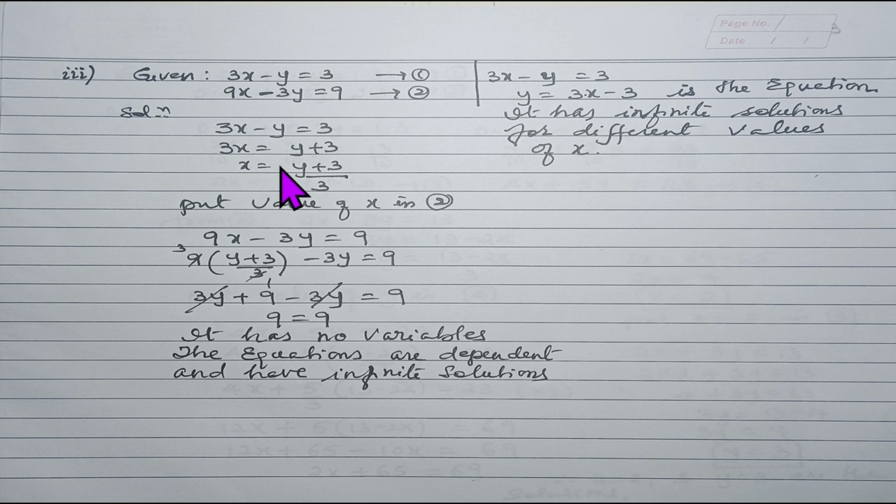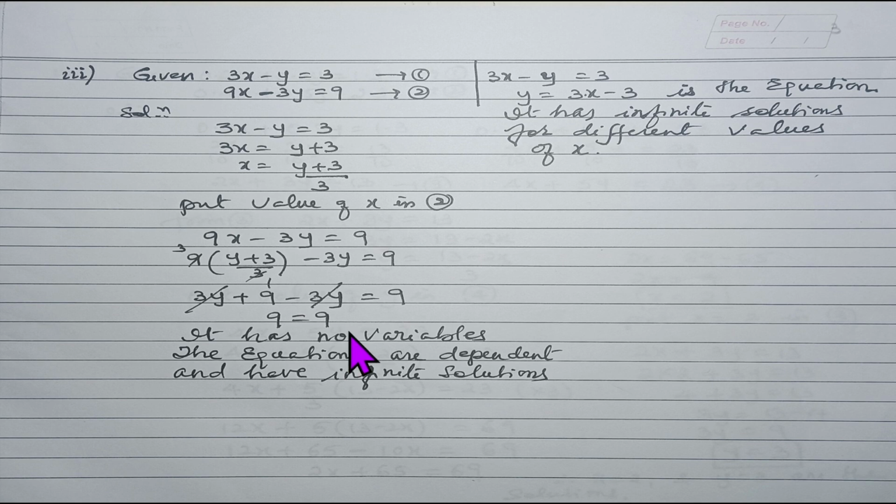So we have got the value of x here. Put the value of x in the second equation, because I have taken the first equation first. Now when I put the value of x here, that means 9 in the bracket, x is (y plus 3) by 3, minus 3y equal to 9, and 3 threes are 9, we can cancel it. So open the bracket, 3y plus 9 minus 3y equal to 9, and 3y and 3y will cancel, 9 is equal to 9. It has no variables, the equations are dependent and have infinite solutions.